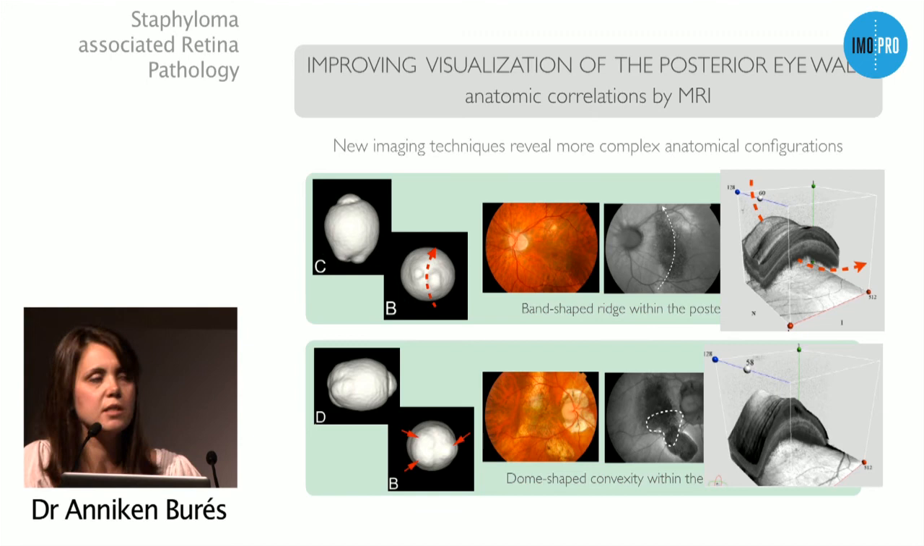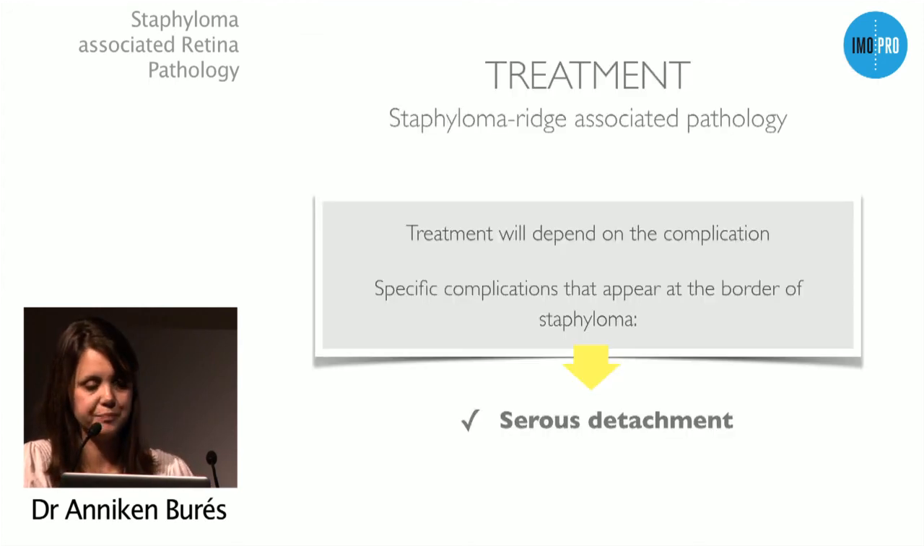So, in summary, what this study pretends to point out is that probably the tilted disc syndrome, the dome-shaped macula, and other similar entities are probably the same, or probably only anatomic variations of the same disease. And how do we treat this? Well, pathology that appears at the border of the staphyloma is quite variable. Treatment will depend on the complication that arises.